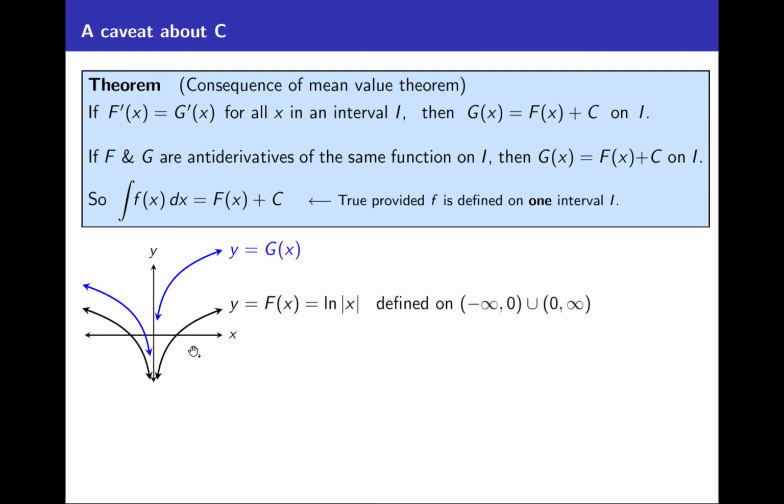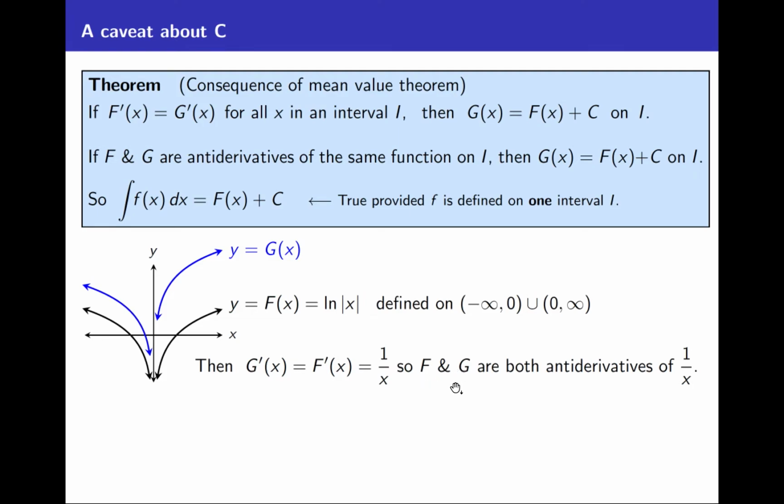Now notice here that for any x, f of x and g of x have the same slope. So g of x and f of x have the same derivative. g prime of x equals f prime of x for all x. And f is ln of x, so f prime of x is 1 over x. So the derivatives of both g and f are 1 over x, so f and g are both antiderivatives of 1 over x.